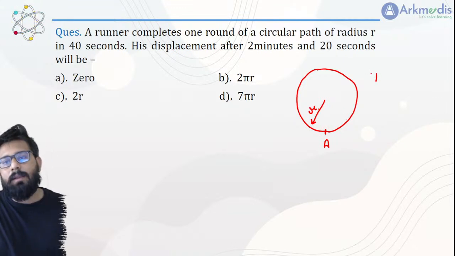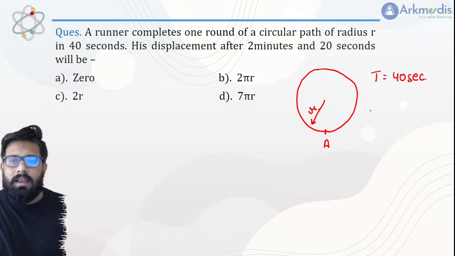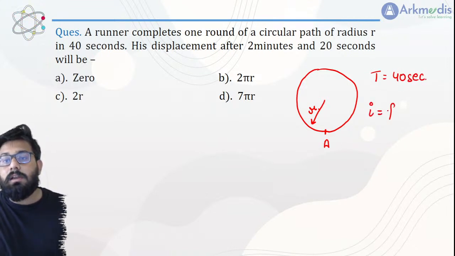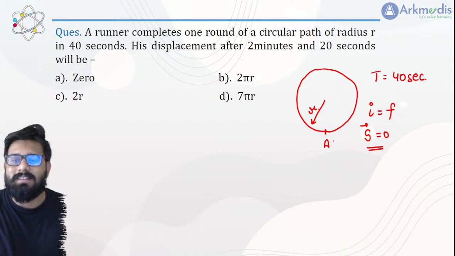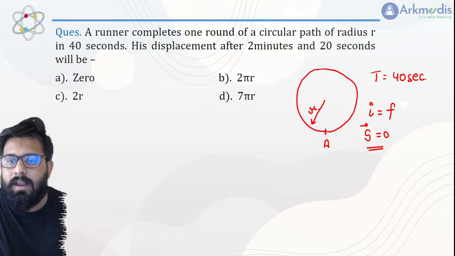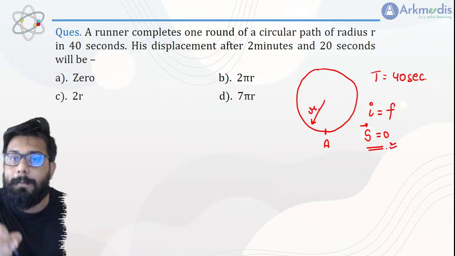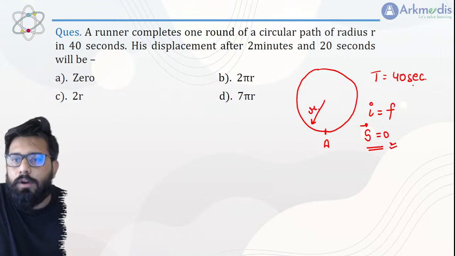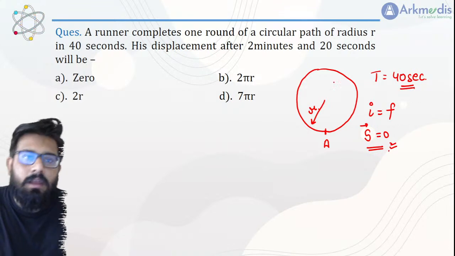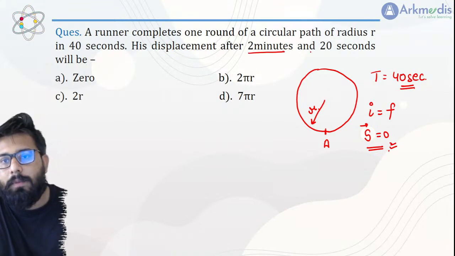So the total time taken by the runner is 40 seconds. Also, the initial and the final position are the same, so the displacement will be 0 in this case. Yes, if you start from a point and end at the same point, the displacement of the object will be 0. So in 40 seconds, the displacement will be 0. How much will be the displacement after 2 minutes and 20 seconds?